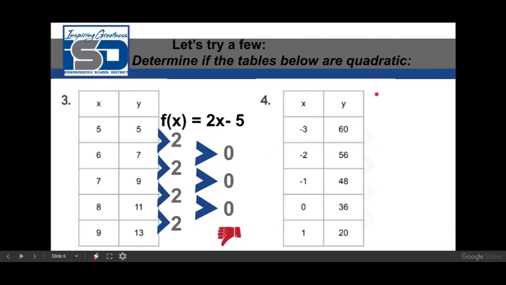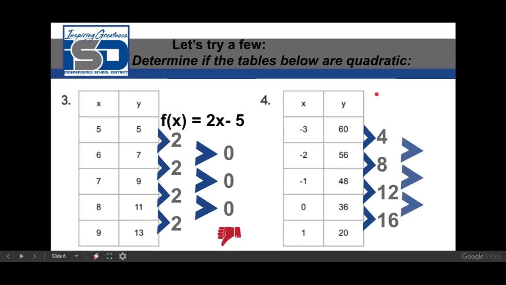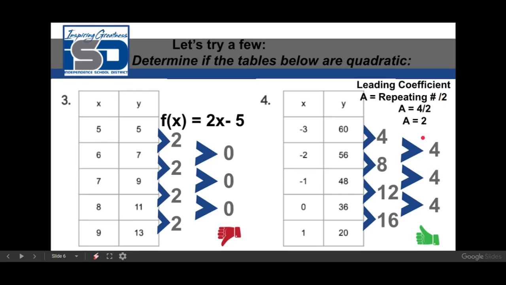The first difference of number 4 has a gap of 4, 8, 12, and 16. Let's go ahead and check the second gap, the second difference, and they all are 4. So this means it is a quadratic function. Now, the cool thing about the second difference is we could also find our a, or our leading coefficient, in the quadratic. So to find this, you take the repeating number, which for this case it's 4, and you divide it by 2. It's a equals 2, so that means our x squared term is being multiplied by 2. 2x squared is in the front of this quadratic.